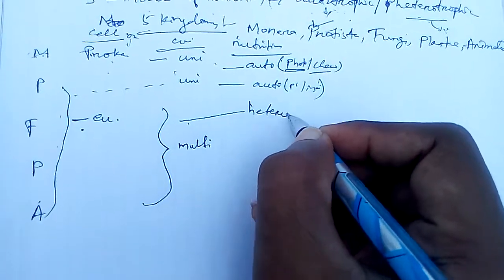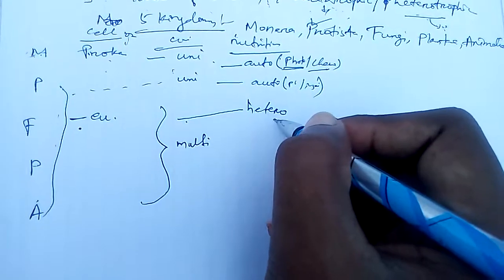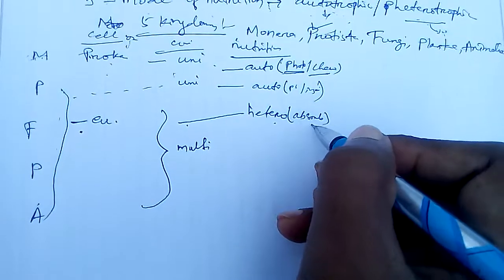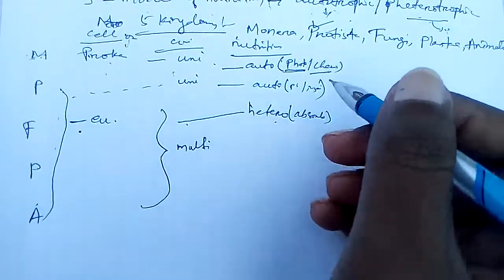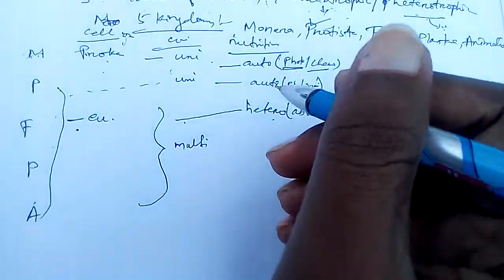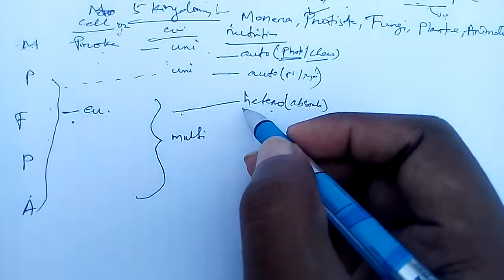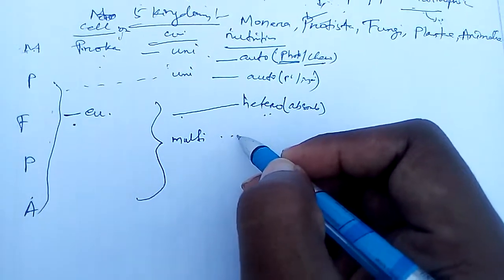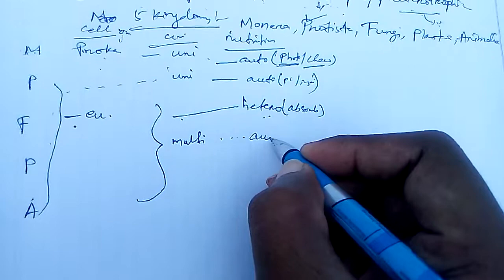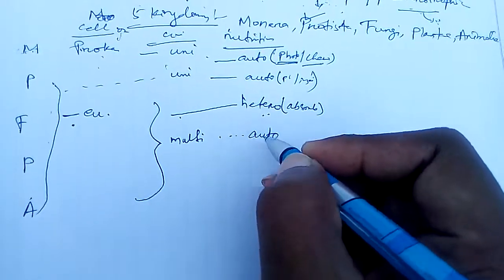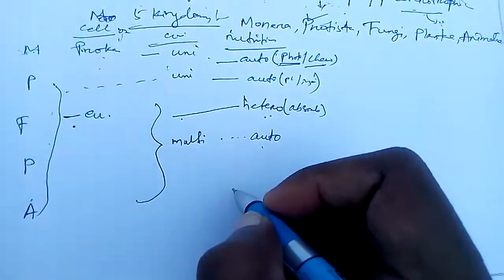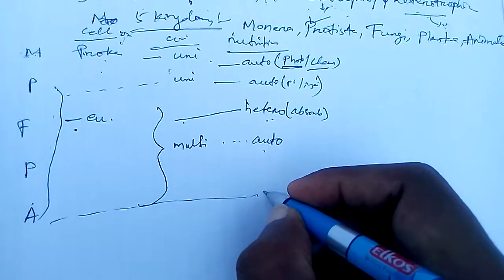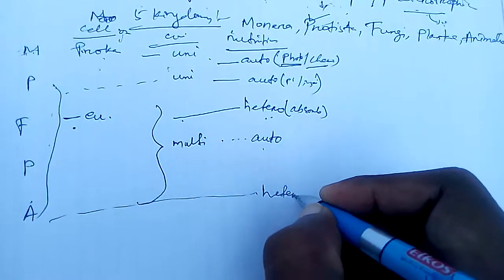Then after Monera and Protista, Fungi are heterotrophs. They depend upon others for their nutrition. They generally absorb food from dead decomposers or dead organisms, or from living organisms also. So the nutrition of fungi is heterotrophic. Then Plantae: you know, they prepare their own food due to the presence of chlorophyll, so the nutrition of Plantae is autotrophic. Then Animalia: all animals generally depend upon others for their food. That's why they are heterotrophs.